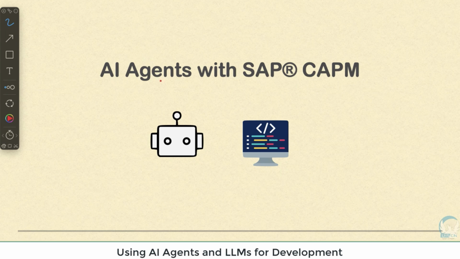Hello and welcome to the AI Agents with SAP CAPM application development course. Now within this course, our first objective will be to learn about AI agents: what are AI agents, how they function, and why in the first place we will be using them in our setup. Then we will go into the CAPM application development and we will use AI agents.